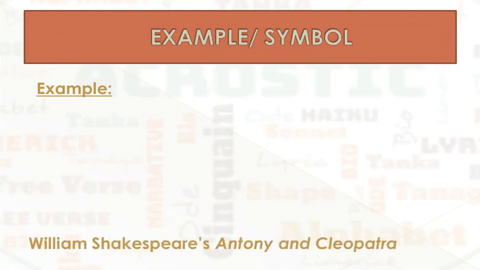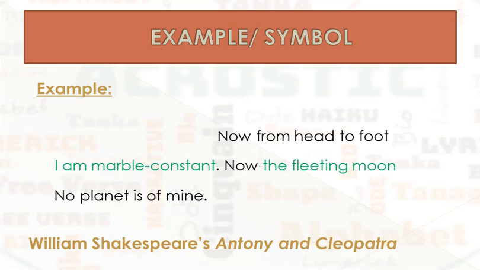Well, our literary example is from William Shakespeare's play Antony and Cleopatra. "Now, from head to foot, I am marble constant. Now, the fleeting moon, no planet, is of mine." Here we have the symbol of the moon, which is contrasted to the word constant. How come?